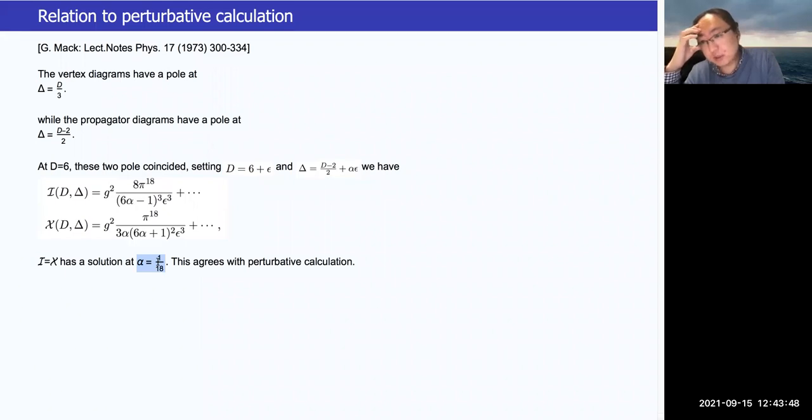So in fact, you go back to the spacetime dimension. In some sense, what I'm stressing here is this: the usual perturbative calculations are at the point where these poles coincide, essentially.